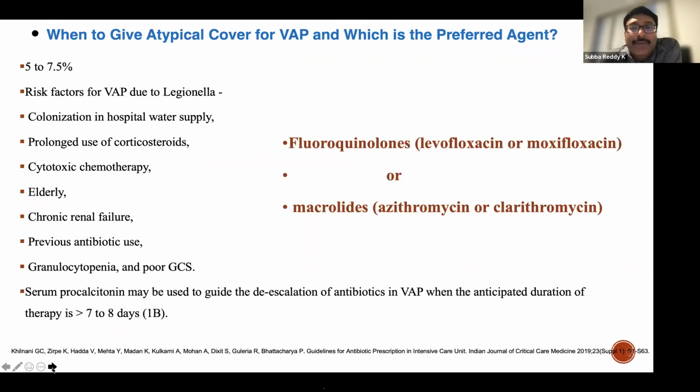And when do you cover atypicals, like when do you give levofloxacin, moxifloxacin, azithromycin, or clarithromycin? The atypical bacteria causing VAP is very less, it is 5 to 7%. Whenever there are risk factors for VAP due to Legionella, because our hospital water supply is colonized with Legionella, or prolonged use of corticosteroids, or if the patient is on cytotoxic chemotherapy, elderly people, chronic renal failure patients, then we need to cover with atypical antimicrobials like fluoroquinolones and macrolides.